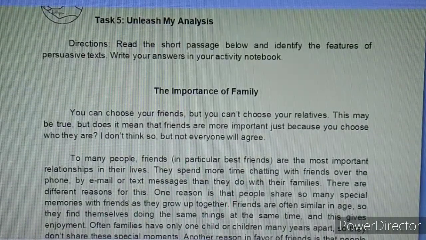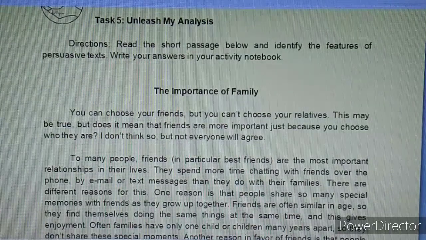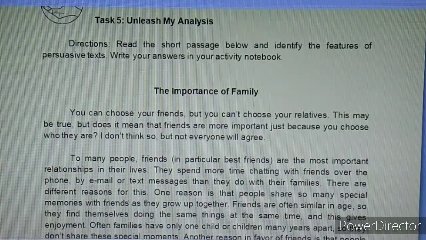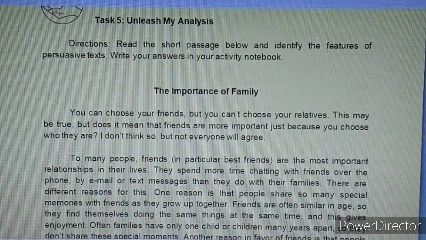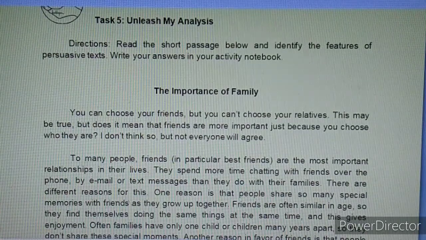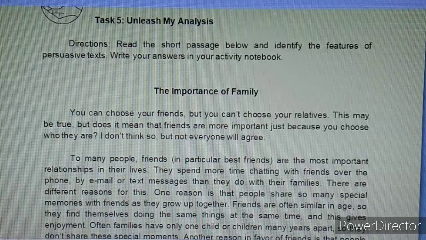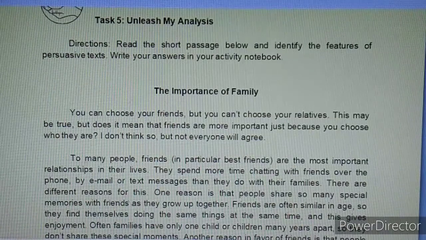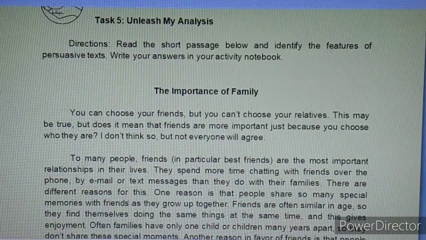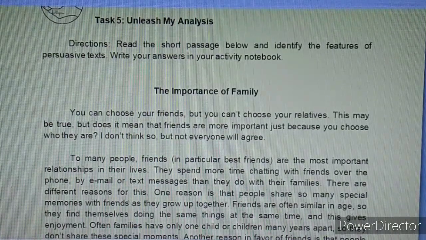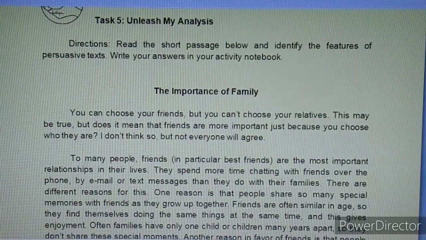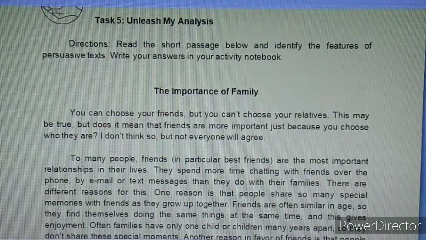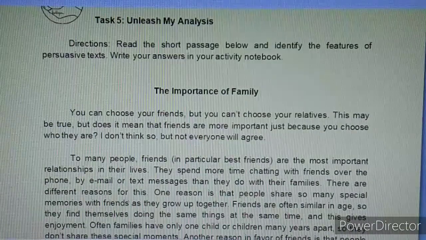Using your module again, I want you to read the short passage which is entitled The Importance of Family and identify the features of persuasive texts. You are going to write your answers in your answer sheet. This is under Task 5. This time, your answers may vary.